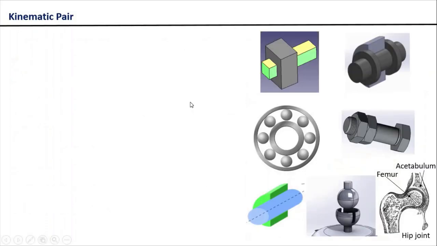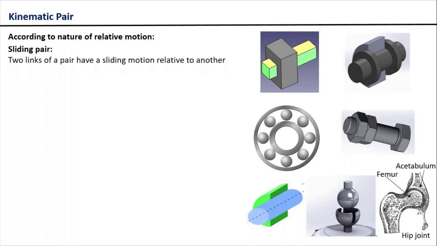And let us move to another classification category of a kinematic pair. Another classification of kinematic pairs can be made on the basis of the nature of relative motion between the two links that are forming the kinematic pair. So let us understand this. The first type of kinematic pair under this category is called a sliding pair.